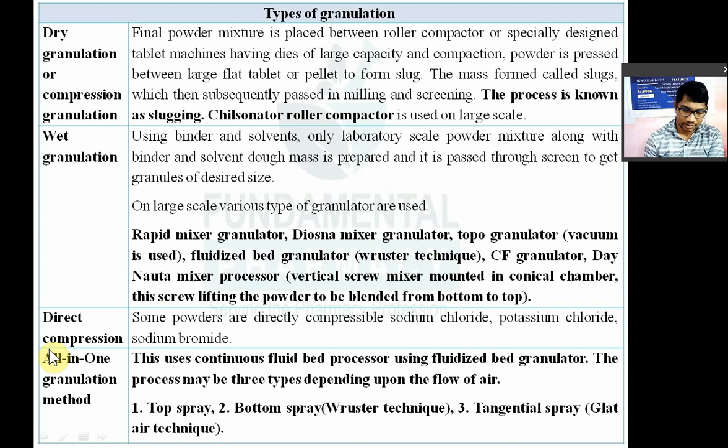In that also there are two types. Wet granulation मतलब you are using solvent over here, binding agent over here. Direct compression means some diluents are directly compressible, so direct compression. So first one is a dry granulation. So final powder mixture or blend is placed between roller compactor or specially designed tableting machine. मैंने बोला है कि ड्राई ग्रैन्युलेशन, देयर आर टू टाइप.